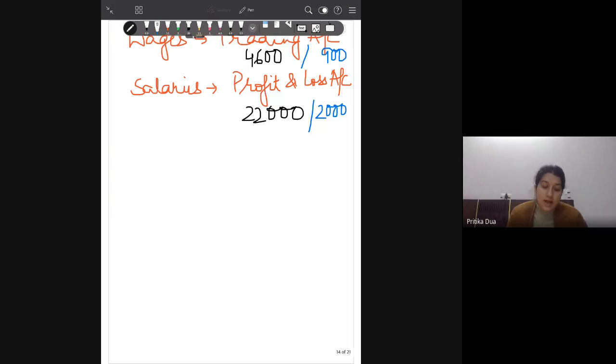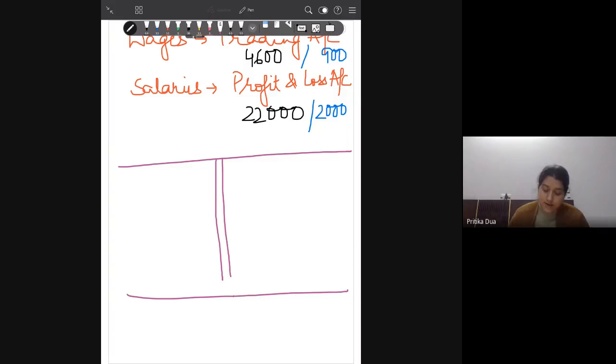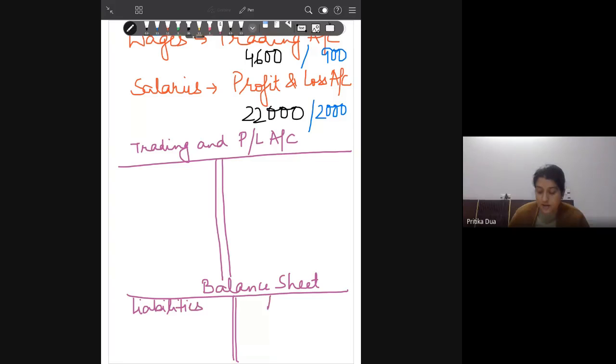Okay, so let us see how we make the treatment for these entries. So this is how your trading and P&L account looks like, and let's take this roughly to be the balance sheet. So this is trading and P&L account, and this is the balance sheet with the liabilities on the left hand side and assets on the right hand side.